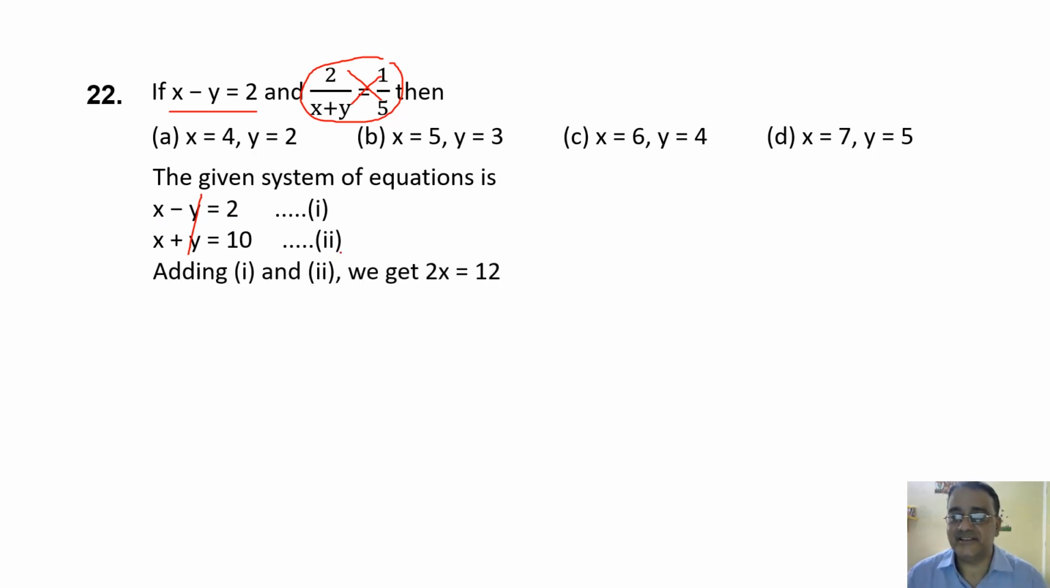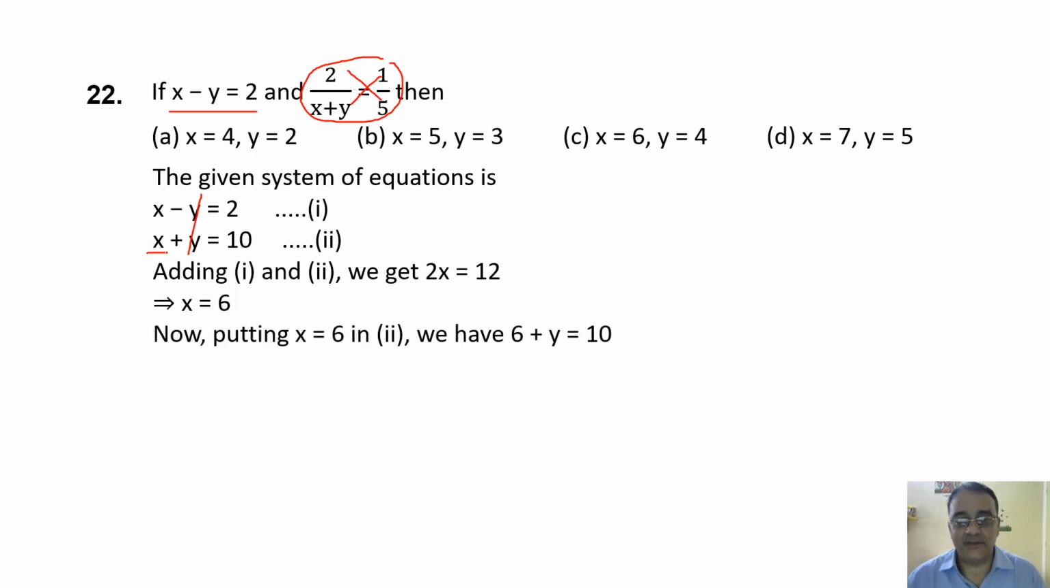So what is the value of x? 6. Right. Now substitute the value of 6 in second equation. So we'll get 6 plus y is equals to 10. So shift 6 to this side. It will become minus 6. So what is the value of y? 4. Right. So which option is the correct one? Option A. Right. Very good.